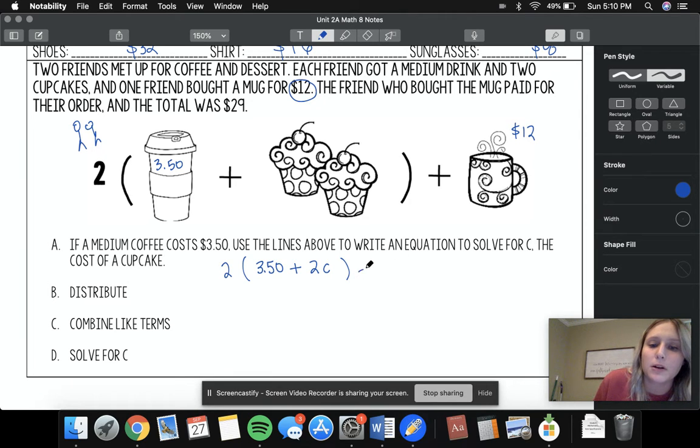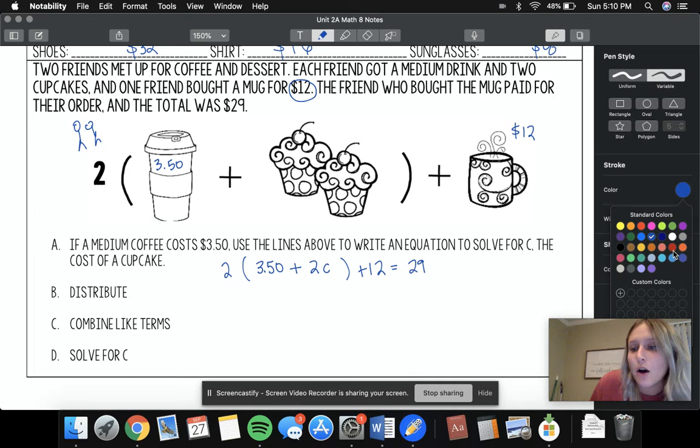So I'm going to put plus 12. And because that friend bought the entire meal, the total was $29. So we just wrote an equation just looking at a picture, thinking about what each of them got, and using the information that they gave us. Okay, so now we could just solve this equation the way we know how to solve this equation.